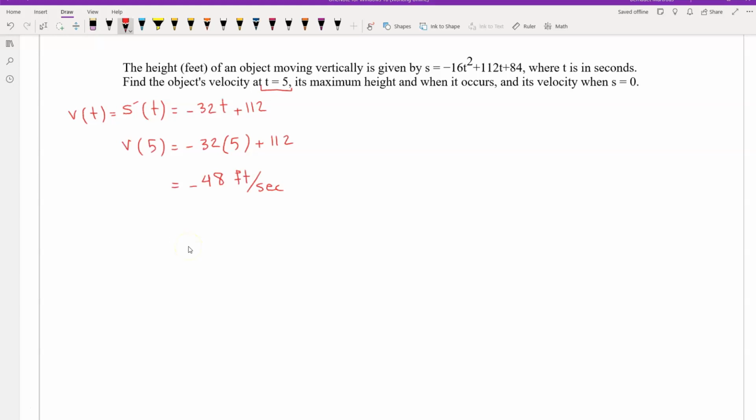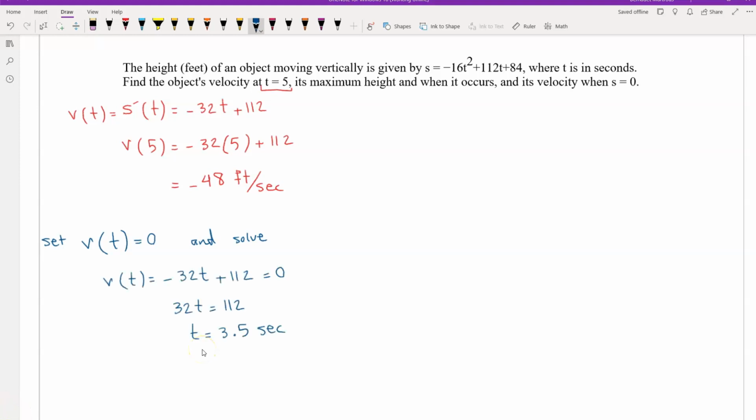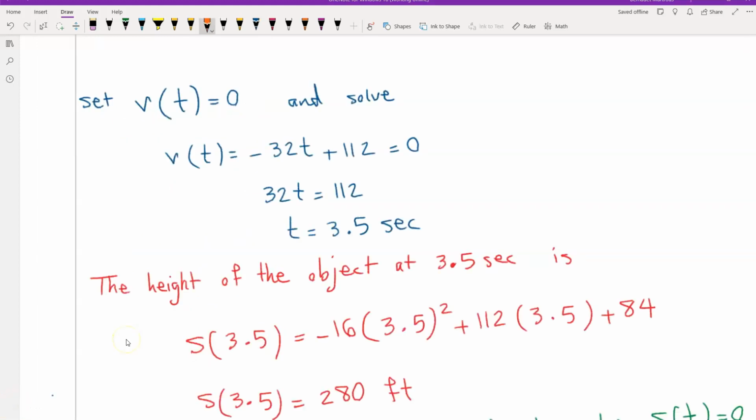The maximum height occurs when the object stops rising, and this is when velocity is equal to 0. So set velocity equal to 0 and solve. Velocity is equal to negative 32t plus 112. So t is equal to 3.5 seconds. Next step, the height of the object at 3.5 seconds is equal to negative 16 times 3.5 squared plus 112 times 3.5 plus 84. And the answer is 280 feet.